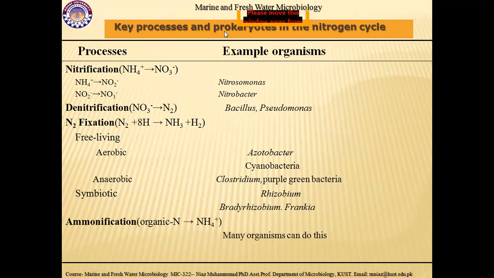Now the key processes and prokaryotes in the nitrogen cycle. The nitrification process takes place in soil. This is the process and an example of the organisms involved. In the process of nitrification, ammonia converts into nitrate. First, ammonia is converted into nitrite; the microorganism involved is Nitrosomonas. Then nitrite is converted into nitrate; the microorganism involved is called Nitrobacter. So in every step, microorganisms are responsible for converting these nitrogen intermediate forms into other forms.